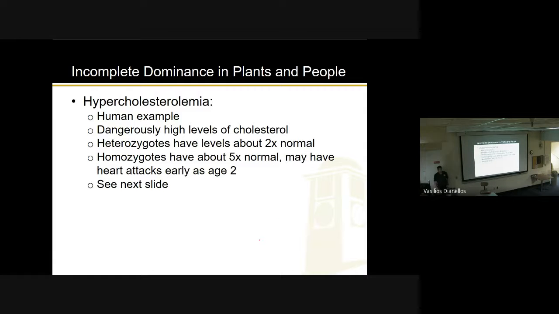All right, your book gives a real example. I'm not going to ask you any questions about it. Hypercholesterolemia. It's basically when you have really high blood cholesterol, which could be deadly. How deadly? Your book points out that sometimes people have heart attacks as early as the age of 2. If you can imagine that.